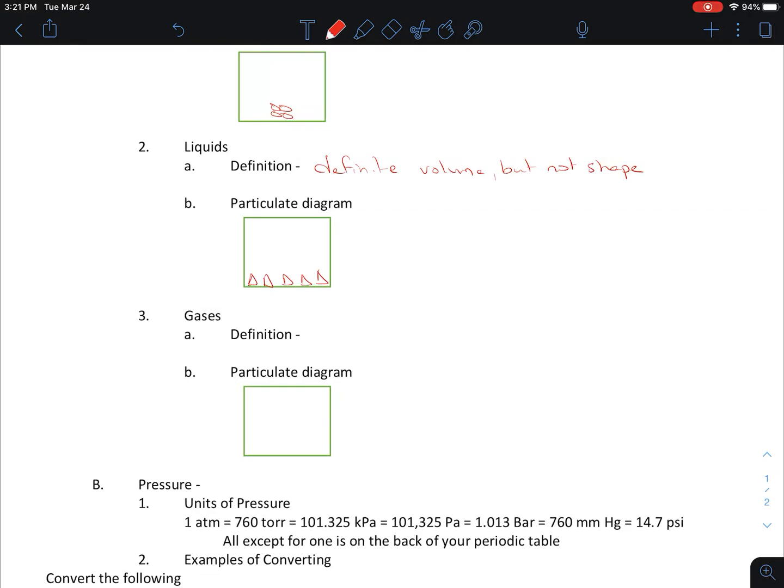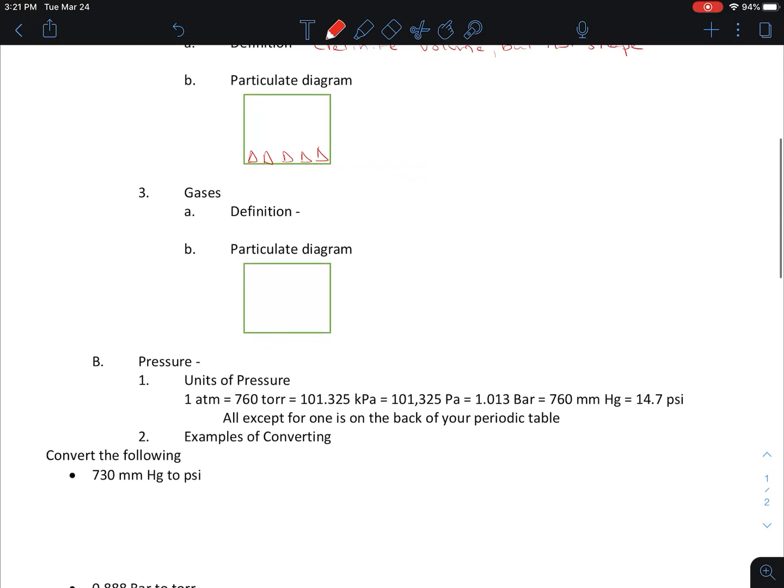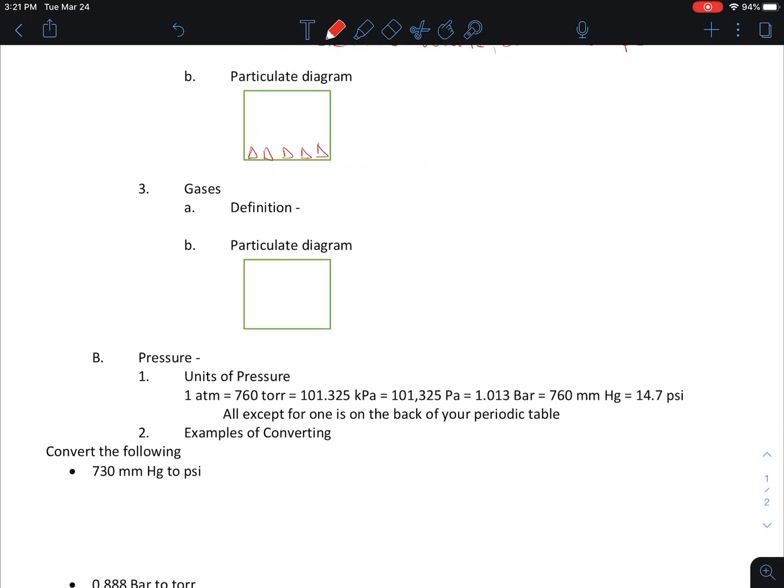Last but not least, the one we're going to be focusing on here is our gases. Our definition of a gas is one that has no definite shape or definite volume. So it takes the shape of the container, it bounces around, it spreads all out. We'll put those as squares, intermingled throughout this particulate diagram. So that's a quick review on solids, liquids, and gases.